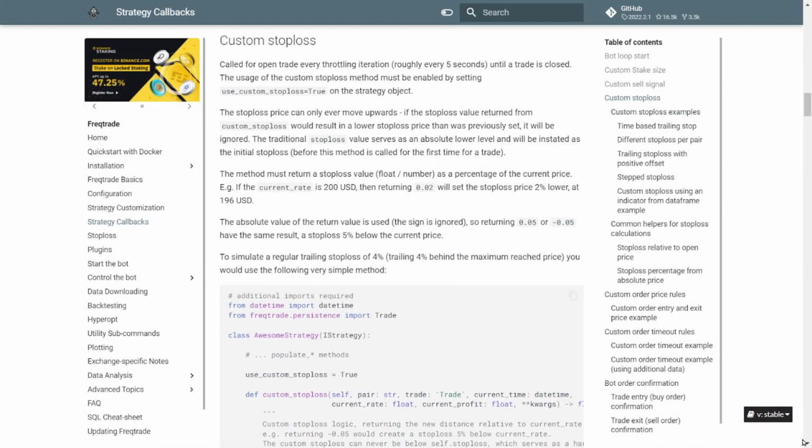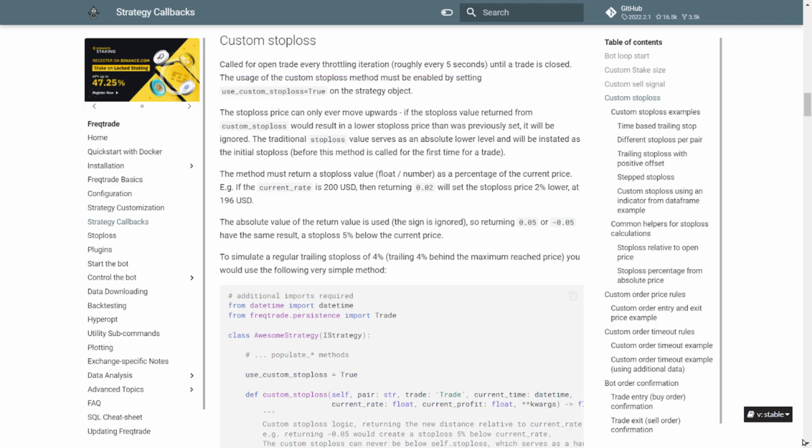Let's first walk through the documentation and see what we can learn. The first thing you have to know is that the custom stop loss function is activated by using use_custom_stoploss = True within your strategy. Then you actually have to define the custom stop loss function itself, and from that moment on, every Freqtrade iteration the bot will calculate the stop loss from the current price.